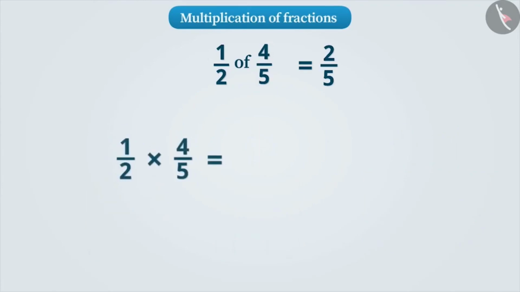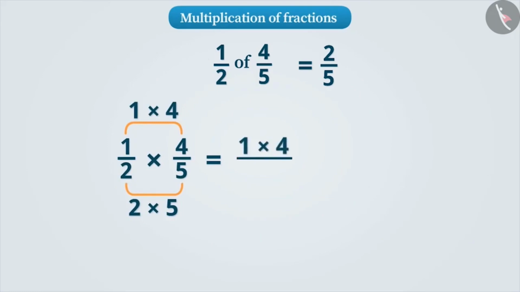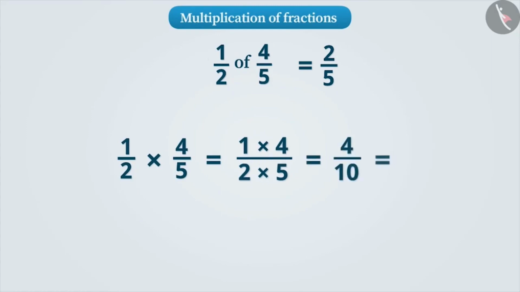To multiply two fractions in mathematics, we multiply the numerators and denominators separately and express the result as the product of the numerators divided by the product of the denominators. For example, 4/5 into half is equal to 4 into 1 divided by 5 into 2, which is equal to 4 by 10, which is also 2 by 5.